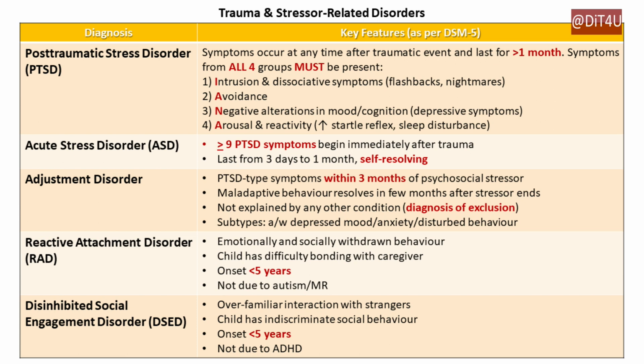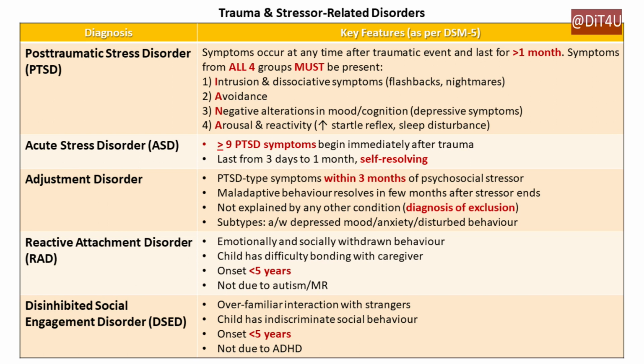Reactive attachment disorder and disinhibited social engagement disorder are childhood conditions. Okay, PTSD, ASD, adjustment disorder are adult conditions. RAD, DSED, childhood conditions. RAD: emotionally and socially withdrawn behavior by the child. The child has difficulty bonding with the caregiver. Onset within 5 years. It should not be due to autism or MR. In autism, there is a lot of withdrawal, not much social interaction. So it should not be secondary to autism.